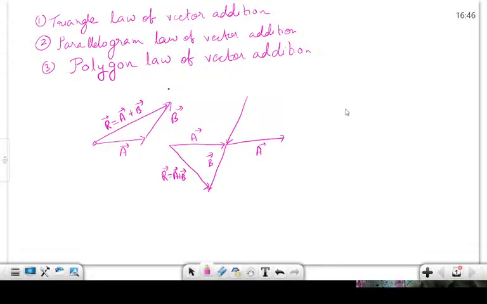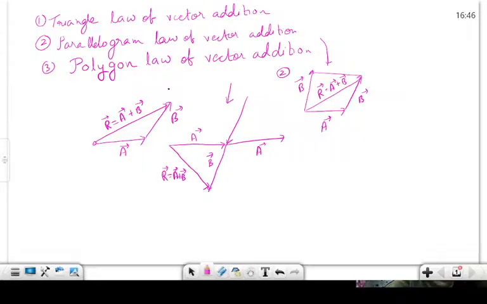Now this is A vector plus B vector, and if we use the parallelogram law of vector addition, suppose there are two vectors. This is vector A and this is vector B. We place this vector here in this direction. So this is vector B, and if we complete a parallelogram, the diagonal will show the resultant vector. This resultant vector will be vector A plus vector B. This is the resultant. This is the parallelogram law of vector addition.